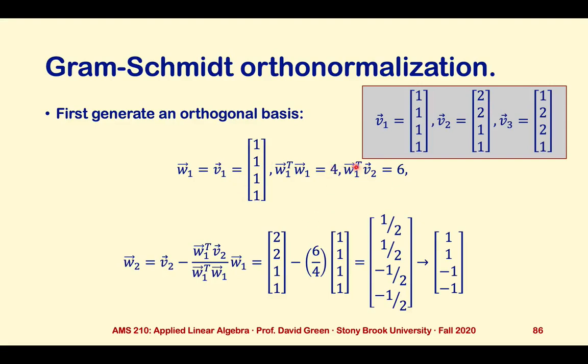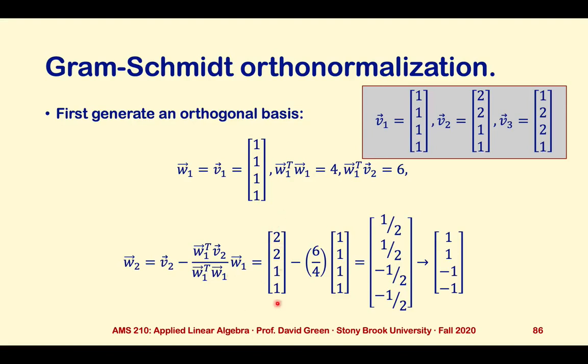The dot product of w1 with v2 is the sum of the product of corresponding terms. Since w1 is all ones, this is just going to be the sum of the entries in v2. 2 plus 2 plus 1 plus 1 is 6. Right?